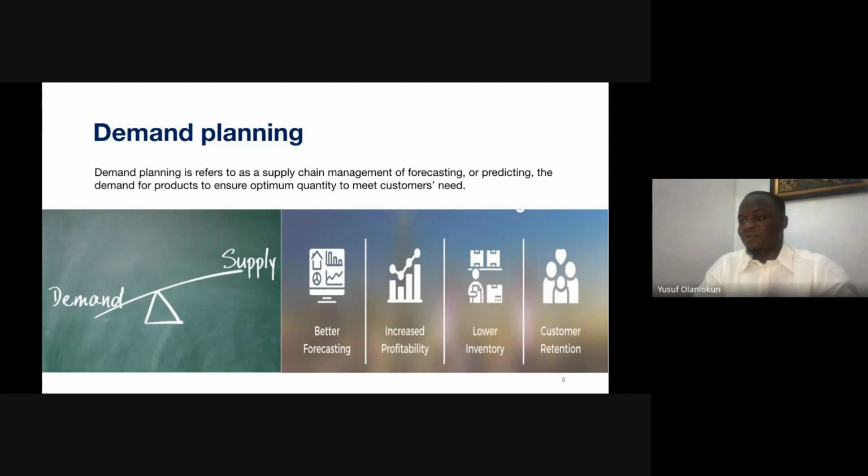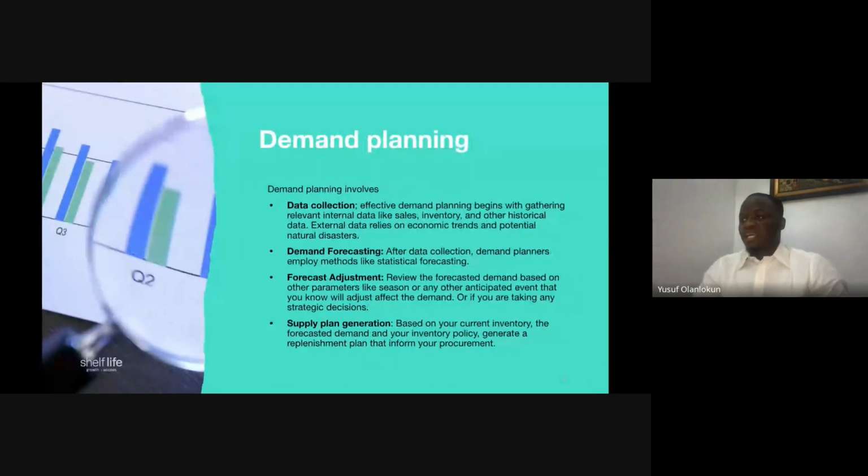So demand plan is important because it is the foundation of increased profitability when it comes to inventory management, like I mentioned. You'll be able to stock the right products at the right quantity to meet the right satisfaction of your customer, which ultimately will determine your customer retention, because customers will come to your pharmacy and you'll be able to process their need. Yeah.